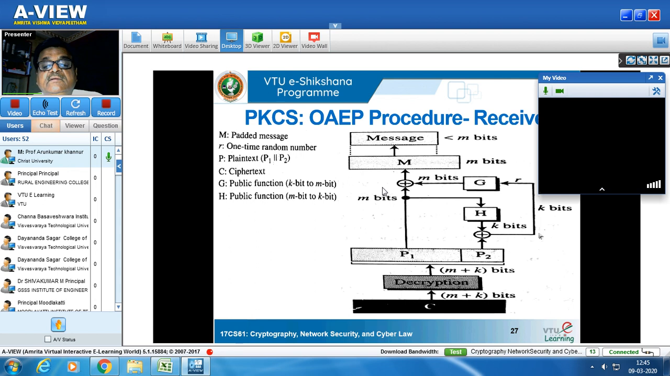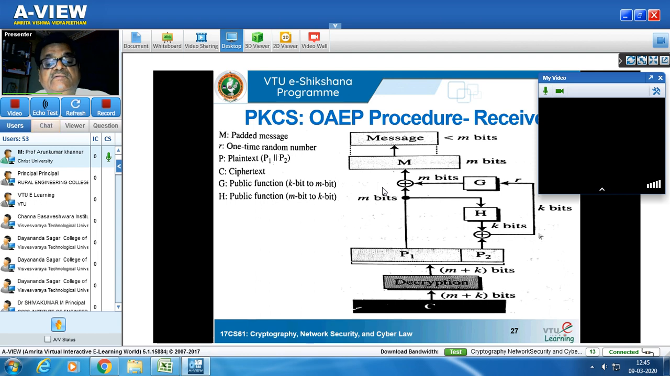Then it will be inversely operated, and here, using the H function and using the G function, it has been calculated. So it has been recovered. The P2 has been removed from the part. The P1 is being passed and recovered.